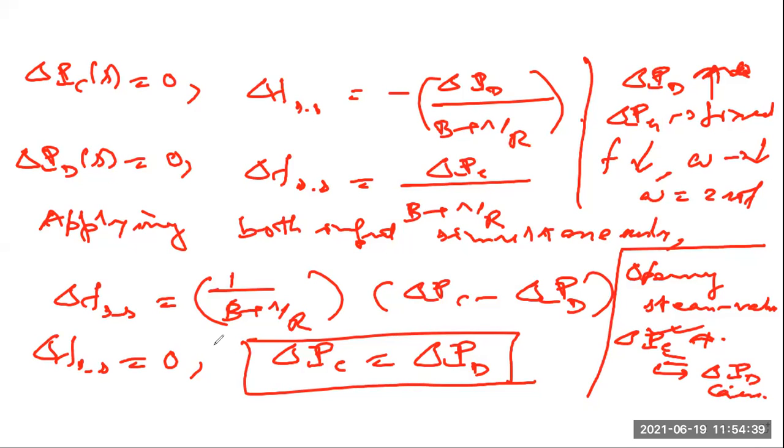So if there is a change in the frequency, because of the change in load, we need to change the steam valve setting. If that change in steam valve setting is compensated by the change in load, then the steady state error will be equal to 0. This point is clear?